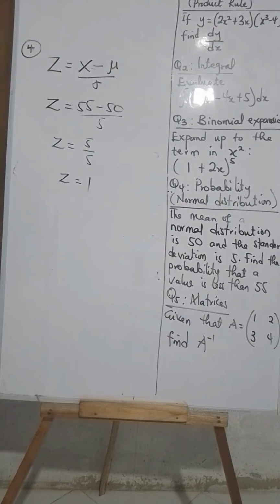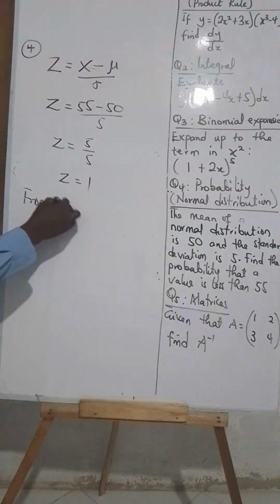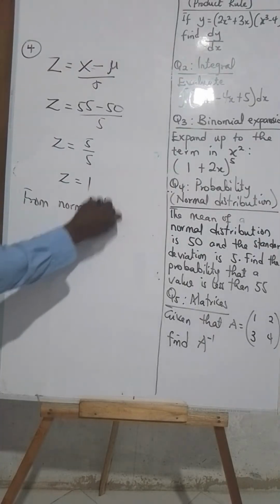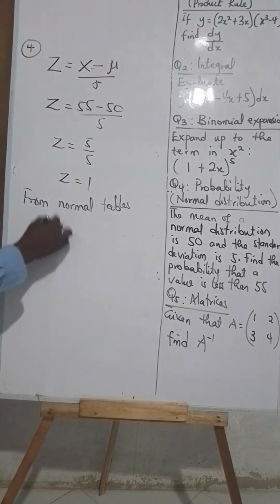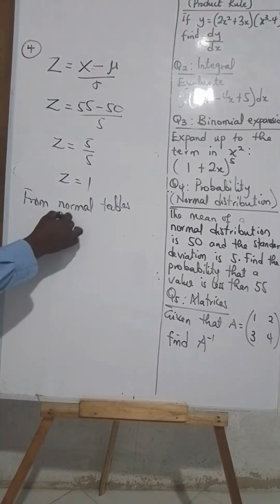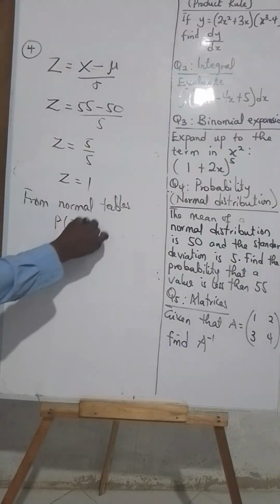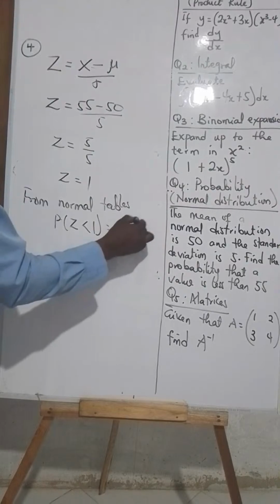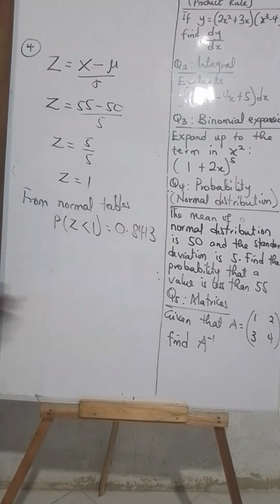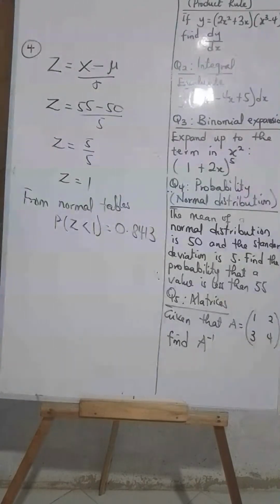So when you check the normal tables, we have the probability of z less than 1. That is 0.8413. Right? From normal tables. Actually, this one is also simple.